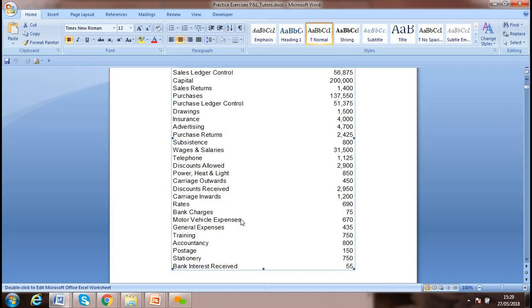Okay. Bank interest received. If the bank is giving us interest on the money we deposit in the bank, what do you think? Is it income or expense? Income. Well done. That's the way we need to recognize them.